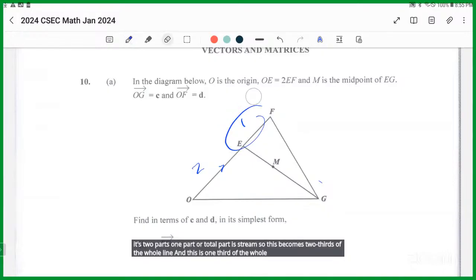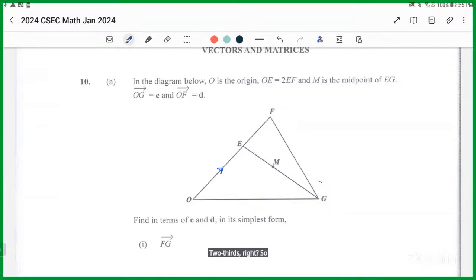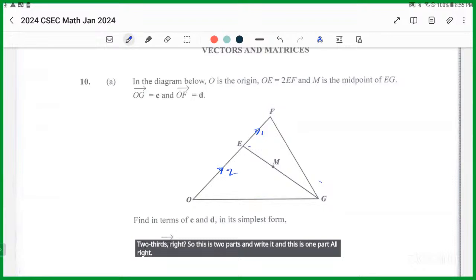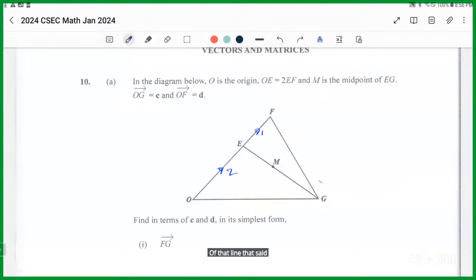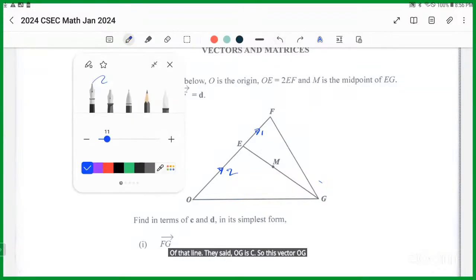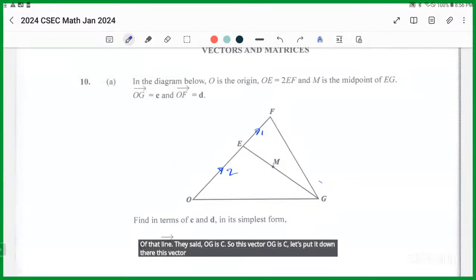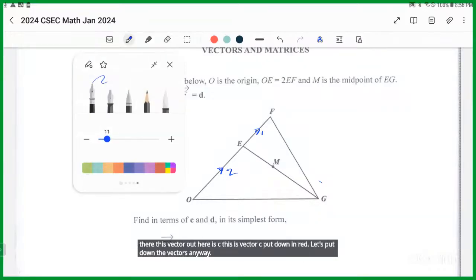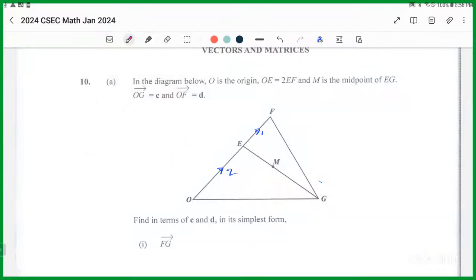Can I appreciate that? 2/3, right? So this is 2 parts, then write it, and this is 1 part. All right, those are the parts. So this is 2/3 of the whole thing, this is 1/3 of the whole thing. What did they say now? They say M is the midpoint of this line. Okay, so this is the middle of that line. They said OG is C. So this vector out here is C. Let's put it on there. This is vector C. Put it on in red. Let's put on the vectors in red. So this vector here is C.